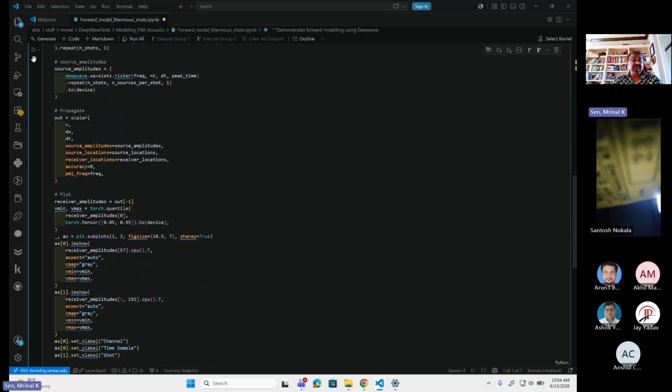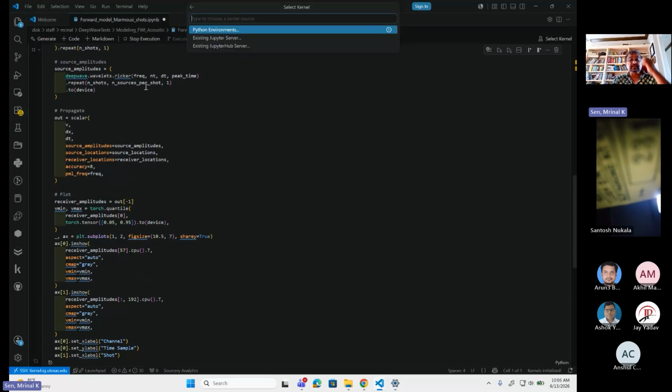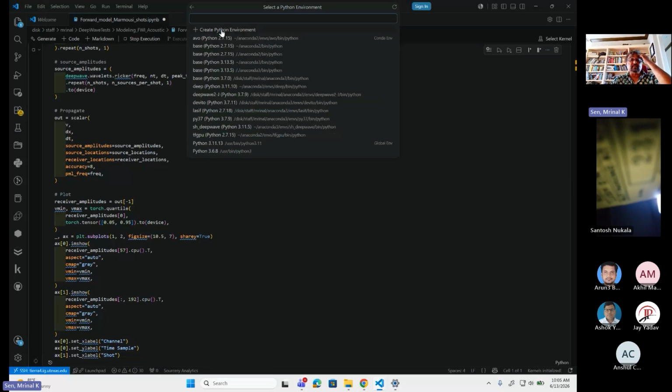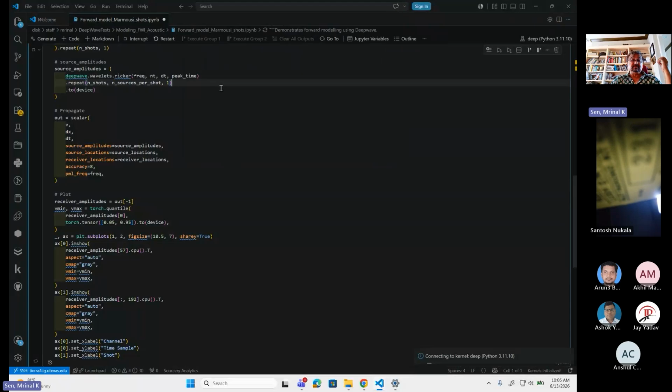This is all in one notebook, so I can just run it once and it will ask me to choose the Python environment. Here I have this environment called deep, so I go there and everything is built in. It will pick up whatever basic packages I need for the library. Once it's done loading, it will start to run. Running doesn't take much time at all.